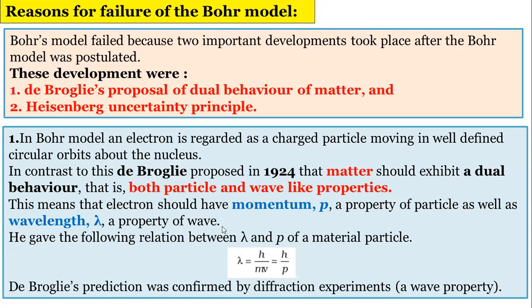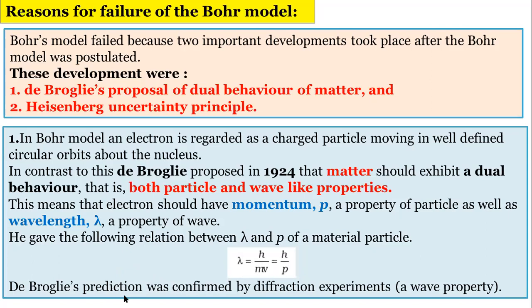De Broglie's opinion is that matter has both properties: it has the wave property, and it also has the particle property. So the relation is given by de Broglie. Lambda is equal to h divided by mv. mv is nothing but momentum. So lambda is equal to h divided by p.